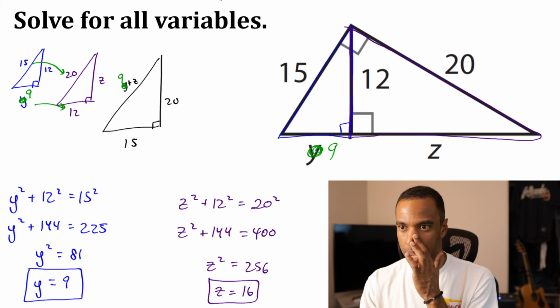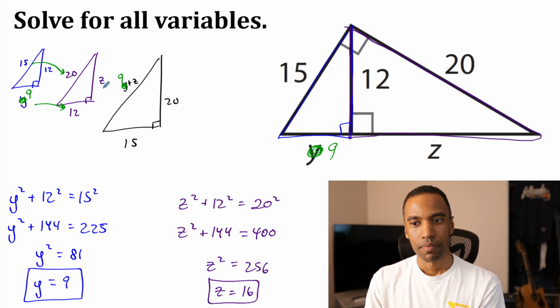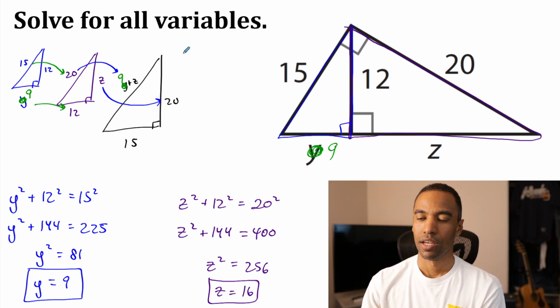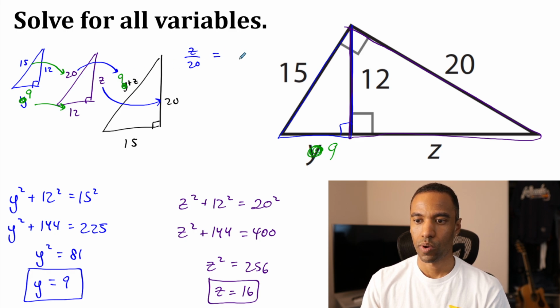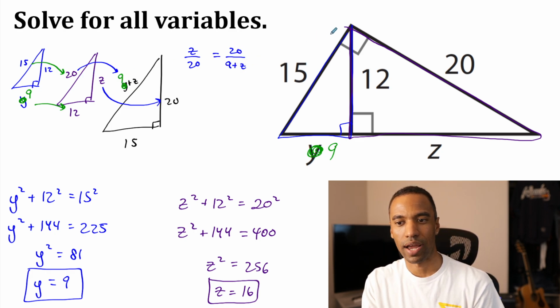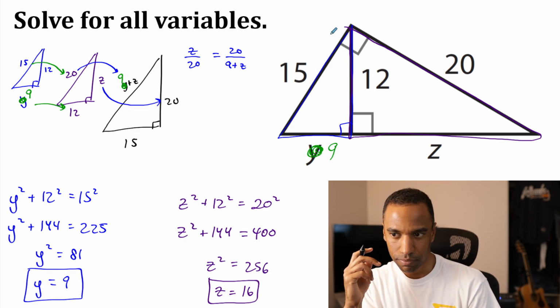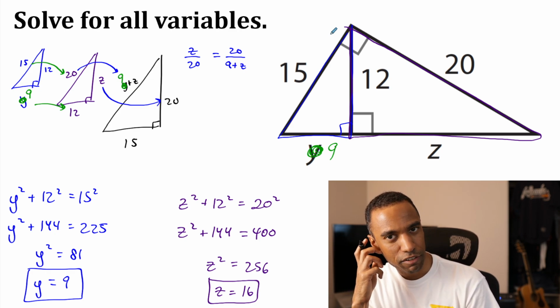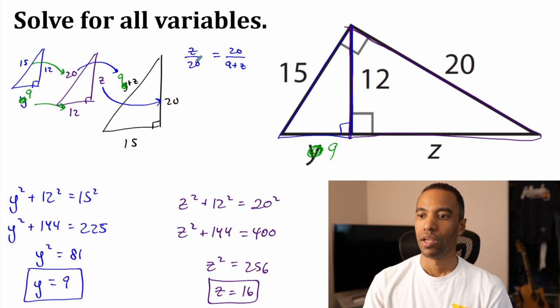Let's say that the z right here, the long leg in the medium, is to the long leg in the big, as the hypotenuse in the medium is to the hypotenuse in the big. So that's z over 20 equals 20 over 9 plus z. Oh, that's a quadratic. Did I do that to myself? I did. Hey, let's have fun with a quadratic for a moment. Do you mind? Let's do that.